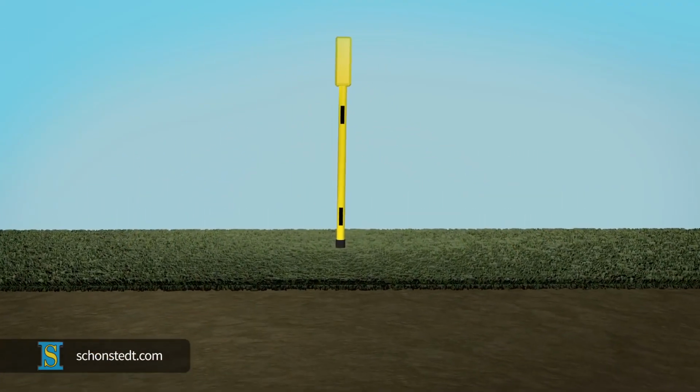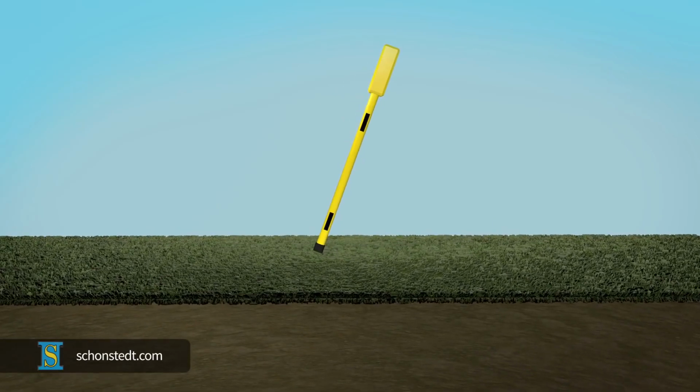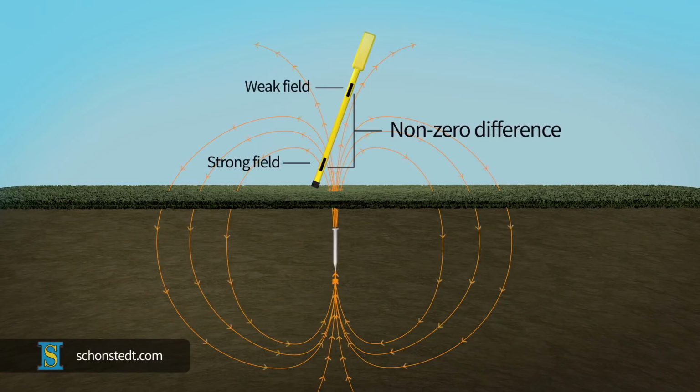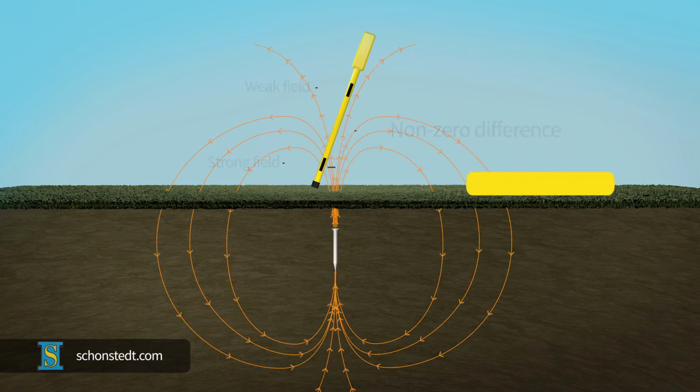Schonstedt magnetic locators operate on the principle of detecting the difference in the magnetic field present at two sensors spaced a fixed distance apart. In the absence of a buried object, the field at both sensors is the same. The presence of an object made of iron or steel results in a difference between the magnetic field at the top and the bottom sensors. That difference is called a gradient.